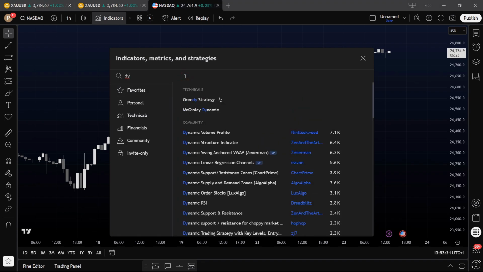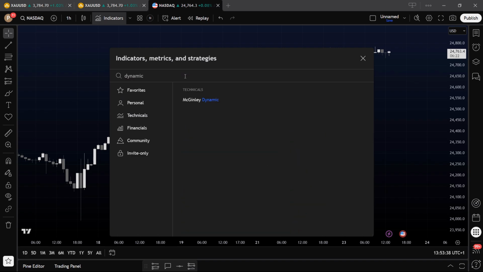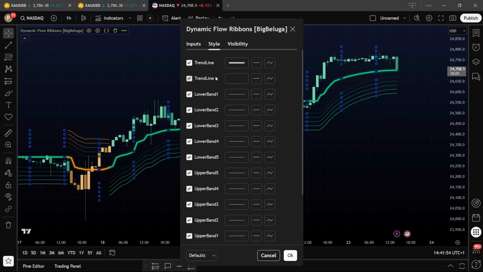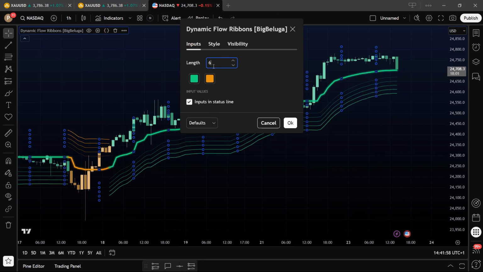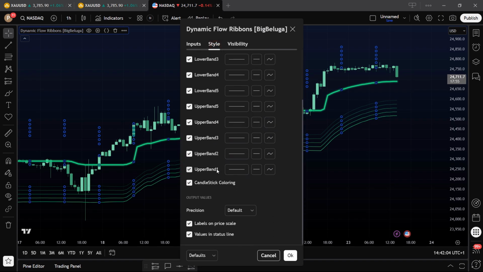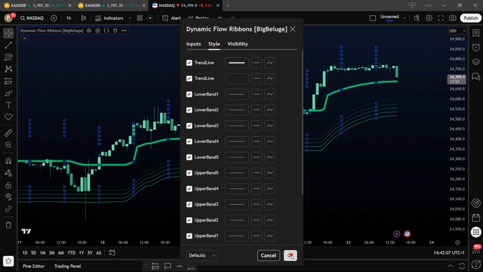Let's begin. First, go to Indicators and search for Dynamic Flow Ribbons by Big Beluga. Add it. Now stop. The default settings will fail you. Open the settings. In Inputs, change the length to 5. In Style, check every single box. This is now your trend map.